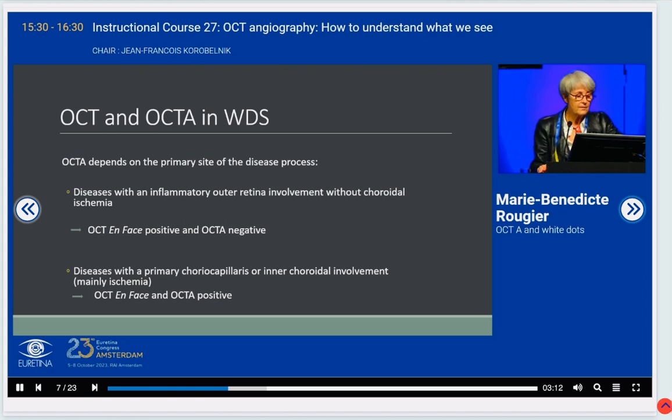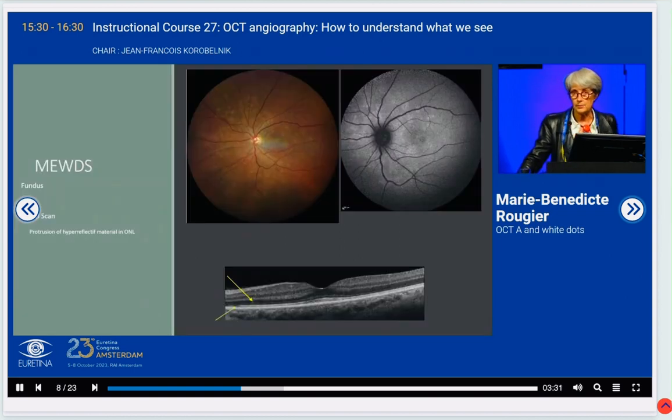But if you are facing a disease with a primary choriocapillaris or inner choroidal involvement, mainly ischemia, in this case, both OCT en face and OCT angiography will be positive. So let's see some examples, and let's start with MEWDS.